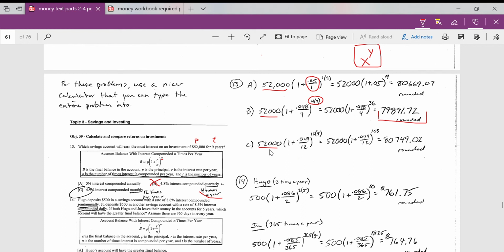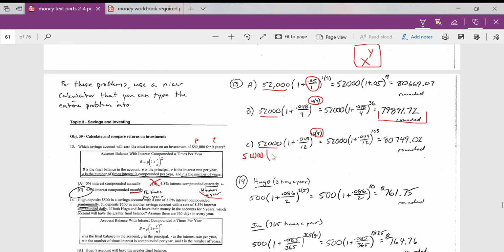So here, 52,000 is the same, the 1 is the same, 0.049 instead of 0.048. We divide by 12, because it's compounded monthly, which means 12 times a year. So that N is also up here, 12, and the T is still 9. So the first thing I did is I took 12 times 9, my exponent now changes to 108. Now I'll try to do this stuff. Sorry if it's not neat, but I'm doing it with the mouse.